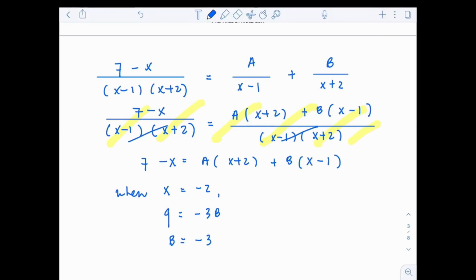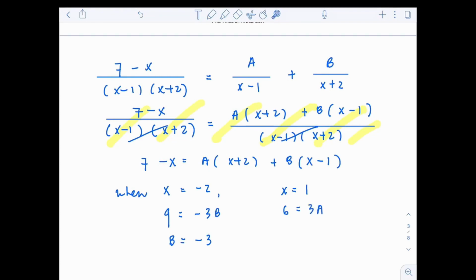So now left with the value of a. So we find out another x value to sub in. So to be easier, we try to make this factor become 0 by substituting x equals to 1. Alright, so x equals to 1, we have to sub into the left hand side and the right hand side. So for now, we sub into the left hand side. So when x equals 1, 7 minus 1, you get a 6. So when I sub into the right hand side, here, 1 plus 2 is 3, so you get 3a.